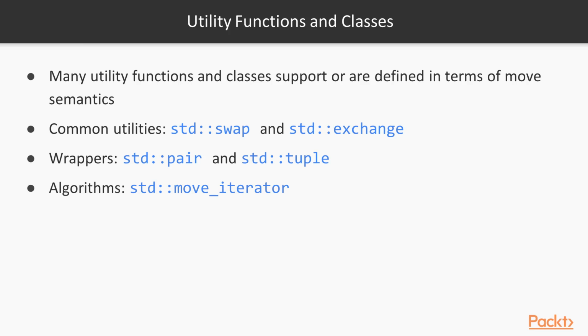The standard library provides many utility functions and classes which are defined in terms of move semantics or heavily support them. Some common utilities that you might have used before, like std::swap, or some new utilities such as std::exchange, are defined in terms of move semantics. Generic wrappers such as std::pair or std::tuple will use move semantics whenever possible.